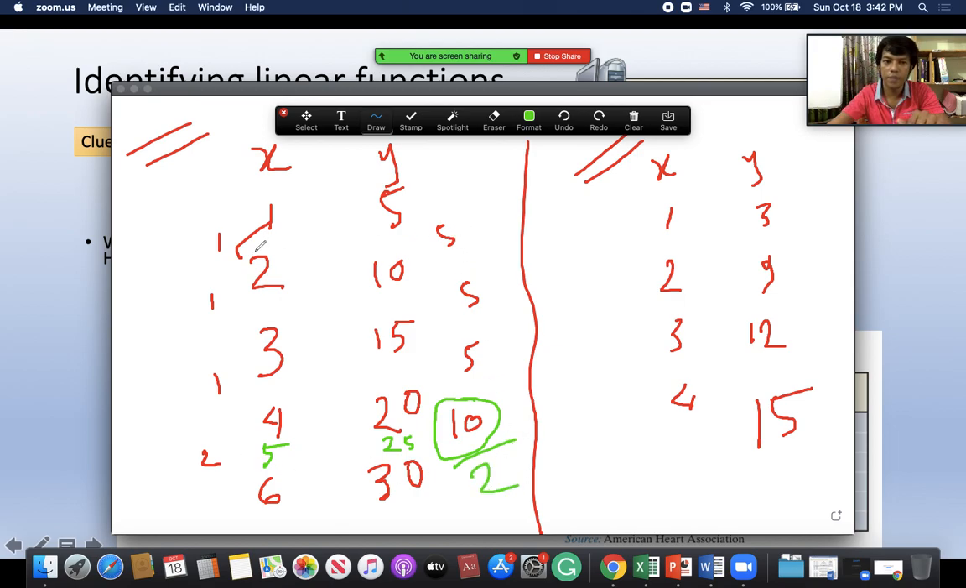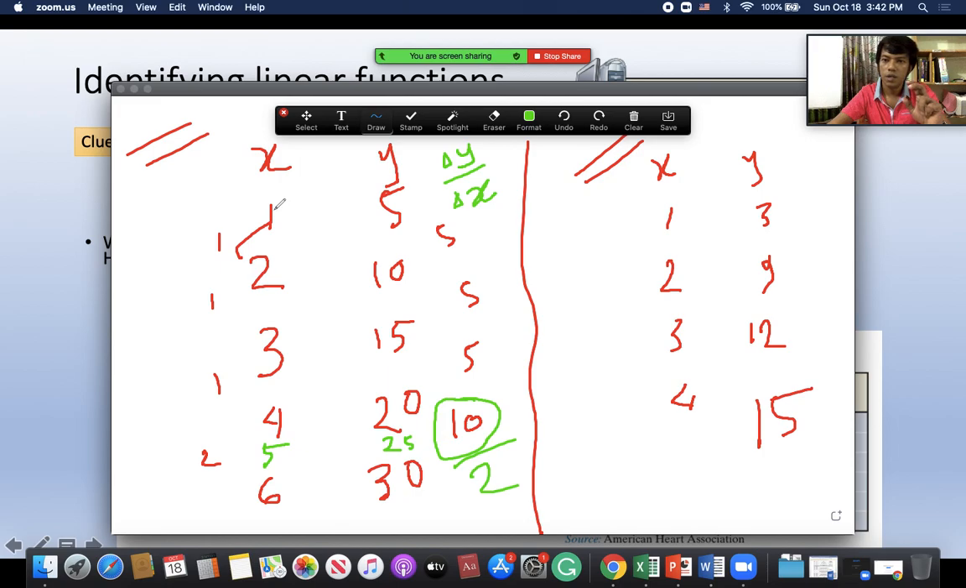Here, 5 divided by 1 means 5. 5 divided by 1 means 5. What we are doing here is the same thing as y2 minus y1 divided by x2 minus x1. That means delta y divided by delta x. Delta means change. Change means y2 minus y1, or here x2 minus x1.